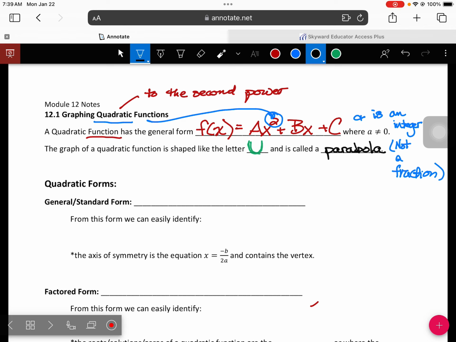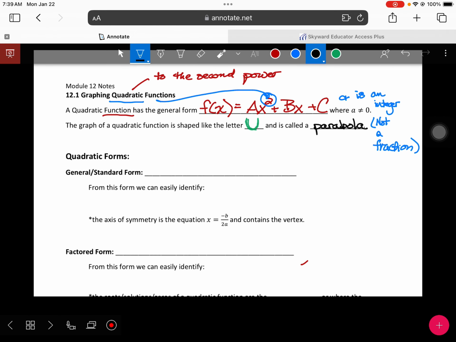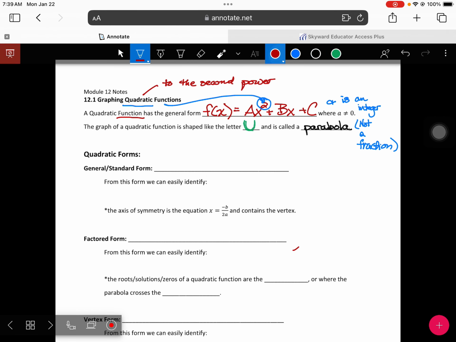All right, let's open it up. Let's get to this. So there are 3 different forms that we use when talking about quadratic polynomials or quadratic functions, okay? And each of these forms have a different thing that they highlight. So we might use a different form if we were looking for the vertex, a different form for other things.